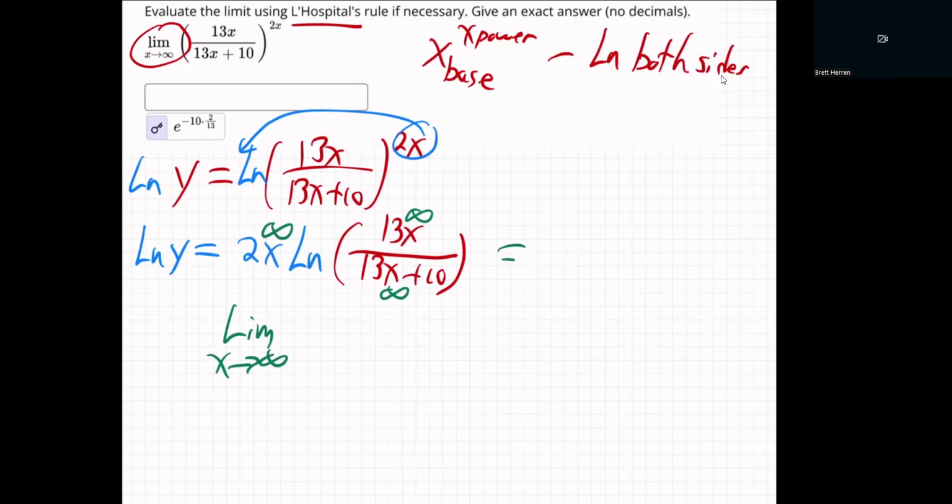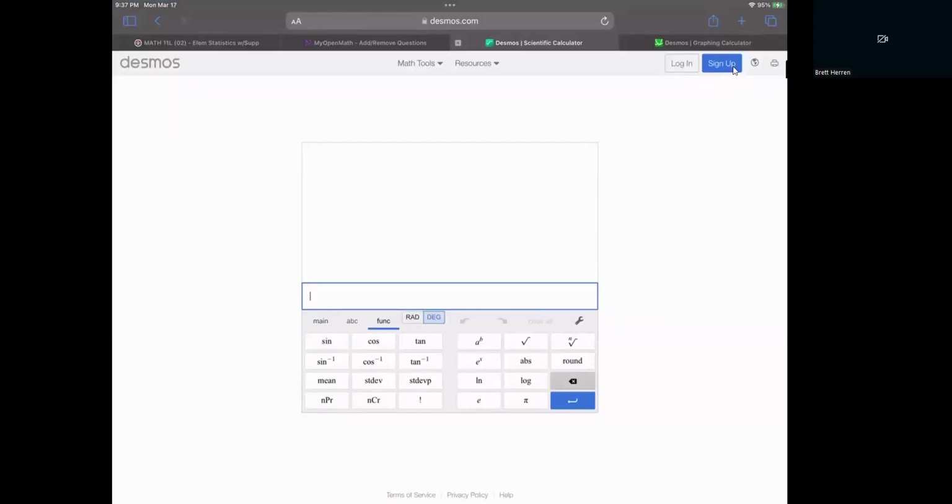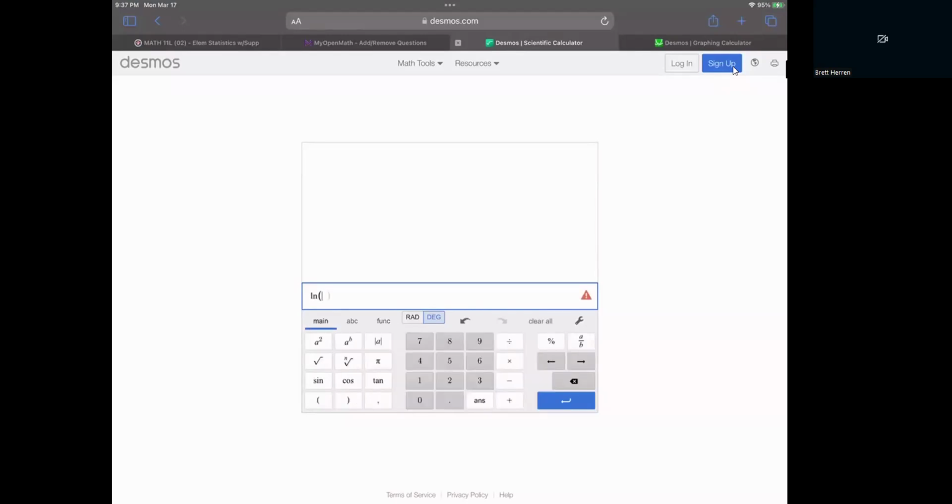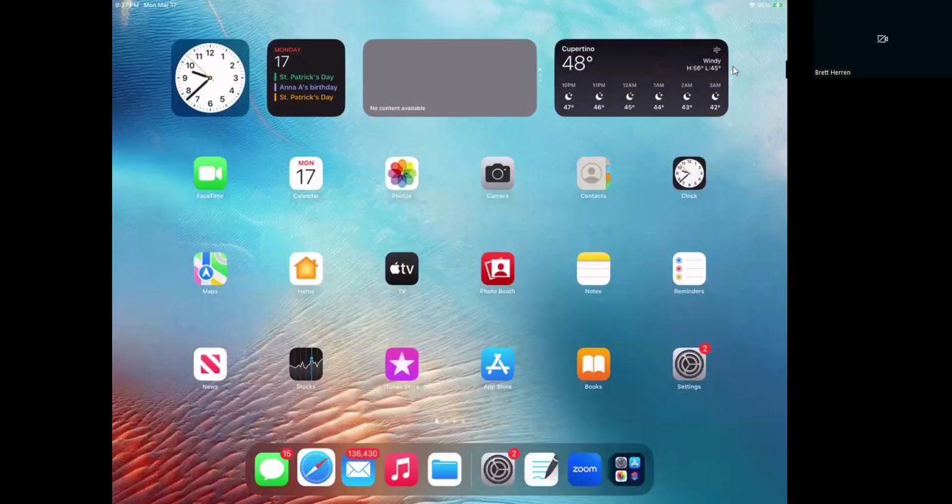Well, this will be 2 times infinity, that's just infinity, times the natural log of 1. Why? Because remember when we have a fraction, we have powers top and bottom, you just take the highest power top and bottom. That's all that matters. So 13x over 13x is 1. Okay, now what's the natural log of 1? If you check on your calculator, Desmos, here, I'll go to it real quick. Natural log of 1 is going to be 0. Go to your functions. There it is, natural log of 1, boom, 0.